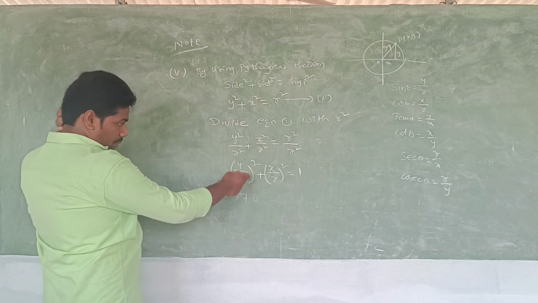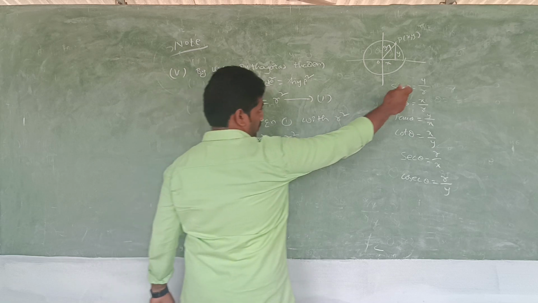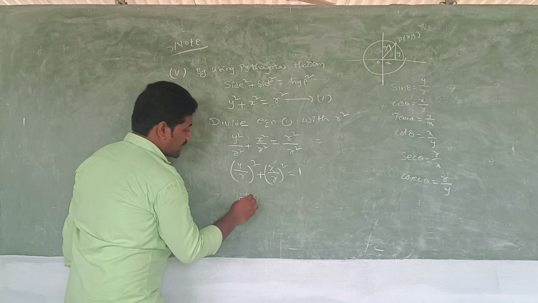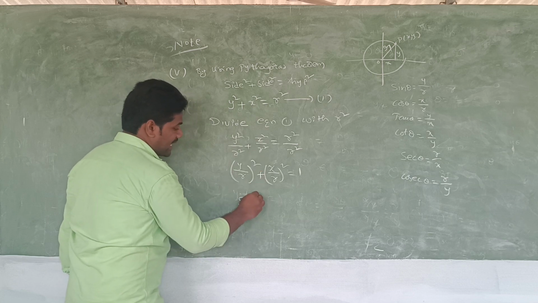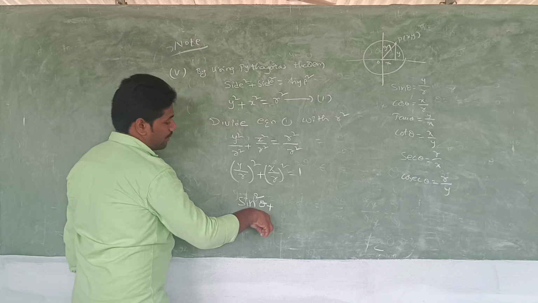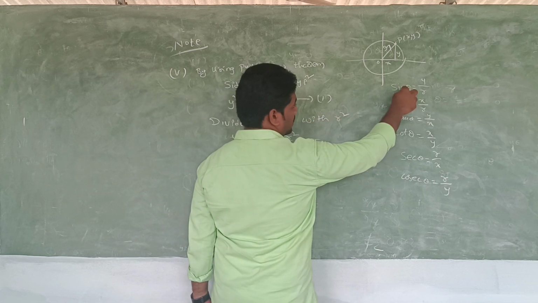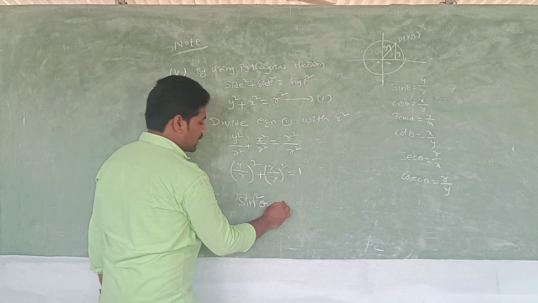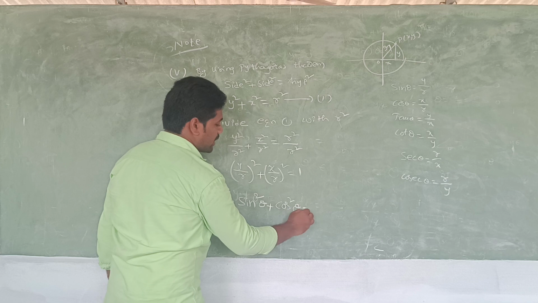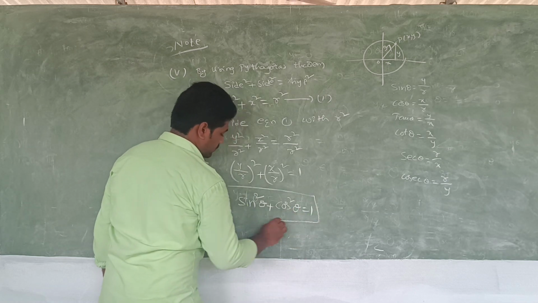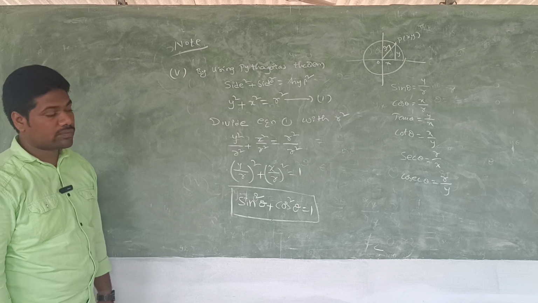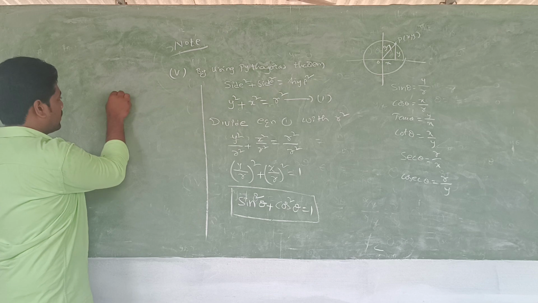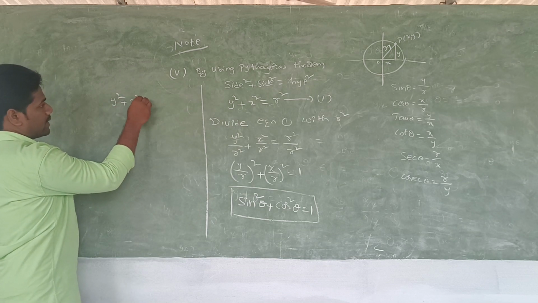Now you have to apply y by r. What is y by r here? Y by r is sin theta. So (y by r) whole square is sin square theta, because for y by r I wrote sin theta. And x by r is cos theta. So sin square theta plus cos square theta is equal to 1. This is the first identity.